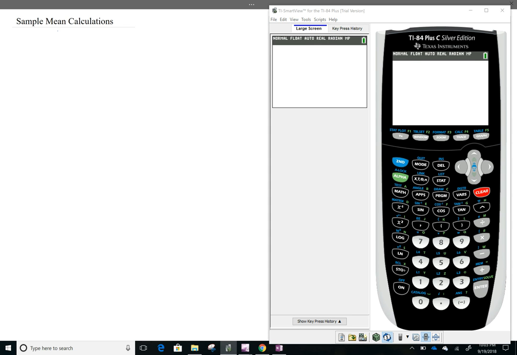Today we're going to talk about calculations with sample means. Let's say I am given a situation where I know the length of human pregnancies from conception to birth, and it varies according to a distribution that is approximately normal. So I know that the distribution is approximately normal.